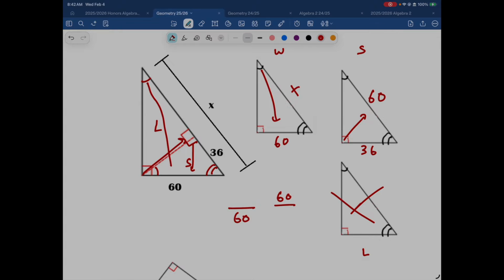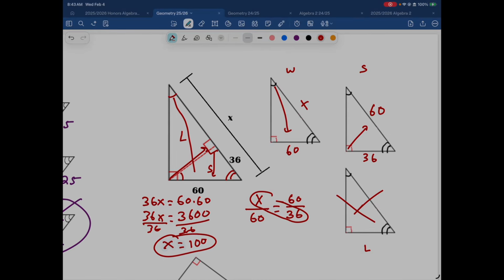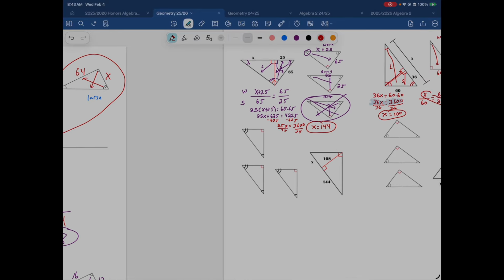Cross multiply. For some reason, when I do that, it erases. I'm going to write it over here so I have room. 36x equals 60 times 60. So 36x equals 60 times 60 is 3600. Divide by 36, divide by 36. X is equal to 100. There's our distance for that one. All right, next one.